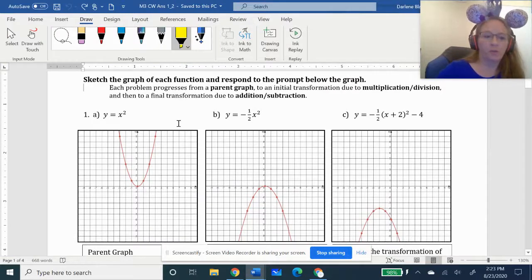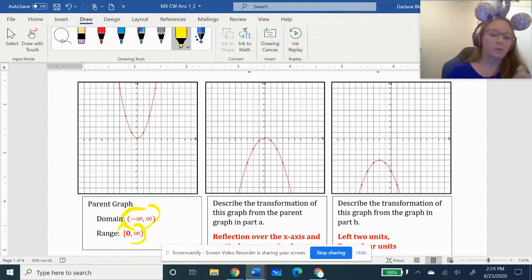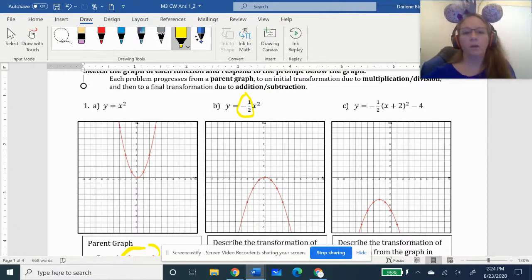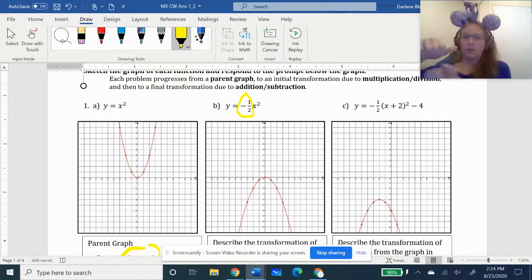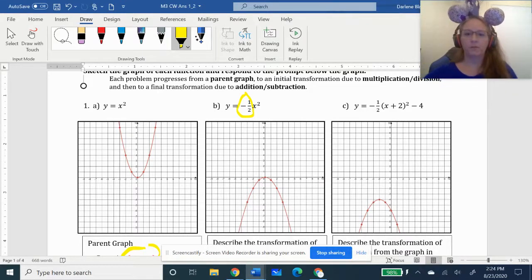So for 1a, you should have graphed a standard parabola, domain negative infinity to positive infinity, range 0 to infinity, including 0. Now over here in part B, we are multiplying by negative 1/2. Multiplying outside the function vertically stretches or compresses, and it's multiplied by a negative. And when it is affecting it vertically outside the function, it does exactly what it says. If you're multiplying by 1/2, you are compressing. You are compressing and flipping with the negative sign.